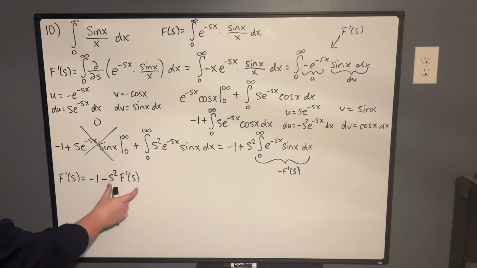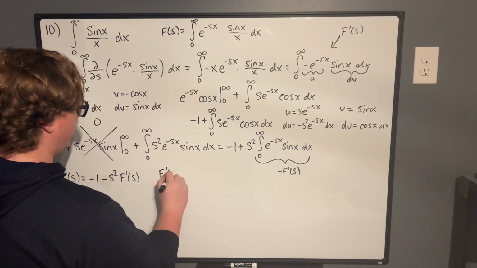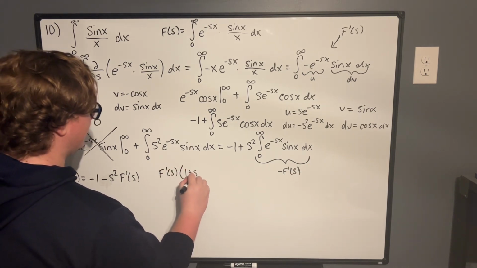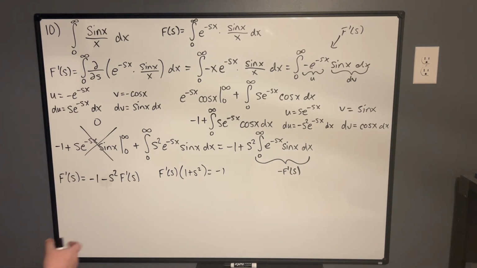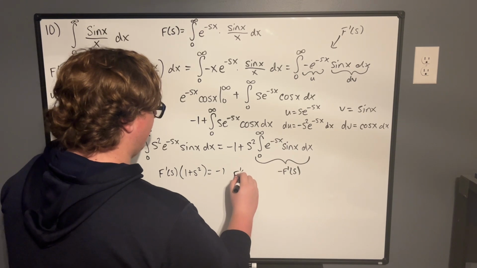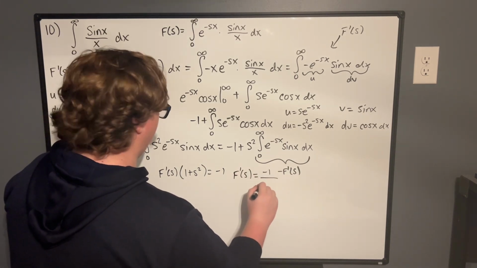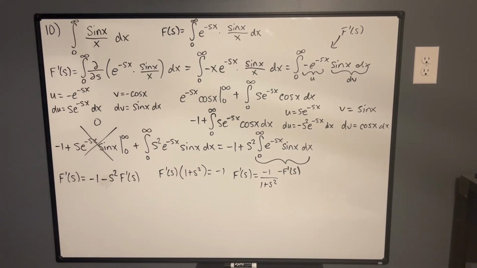So all we need to do is add this term over here, and what we end up getting is that f prime of s times 1 plus s squared is equal to negative 1. Right, I'm factoring f prime of s out of there. And so to solve for f prime, I'm going to get that f prime of s is equal to negative 1 over 1 plus s squared. Right, so this is actually very nice because we've got something that doesn't have anything to do with an integral for our solution for f prime of s. And so that's super nice.